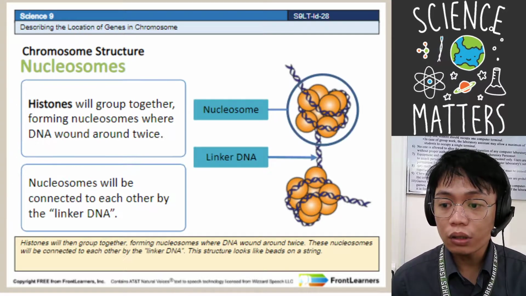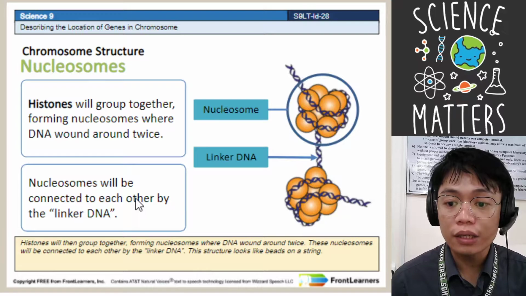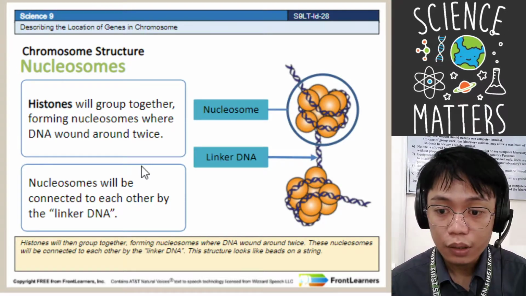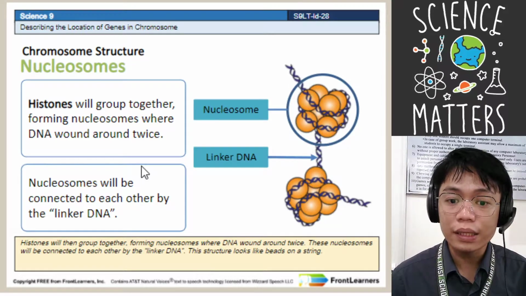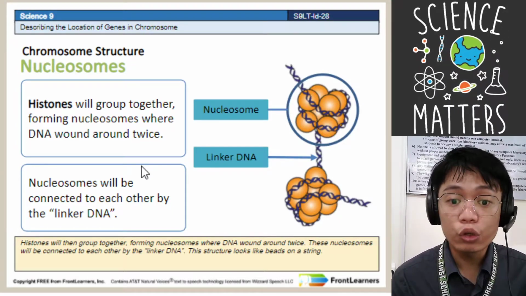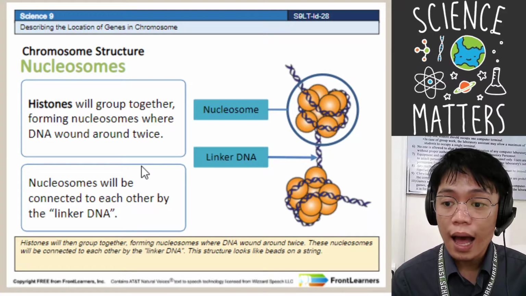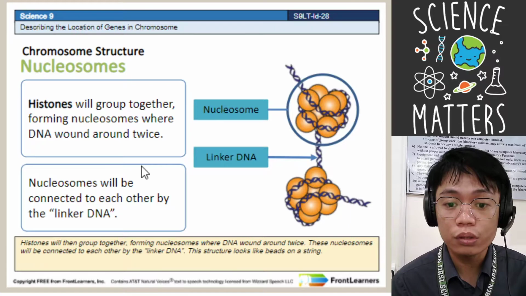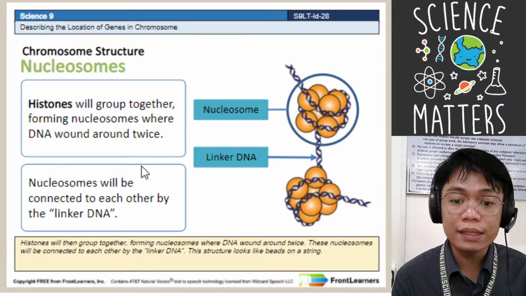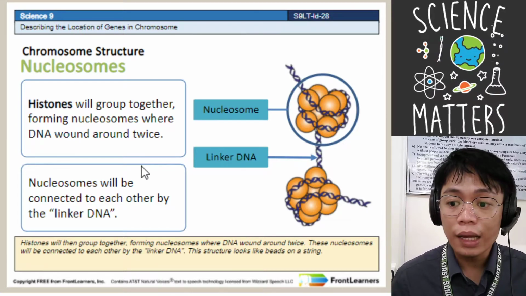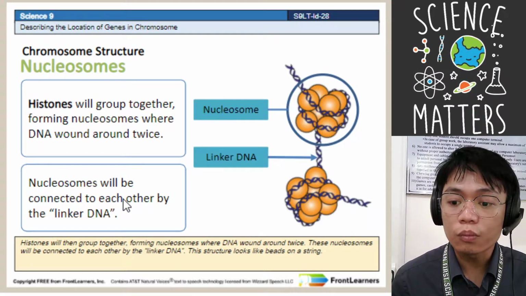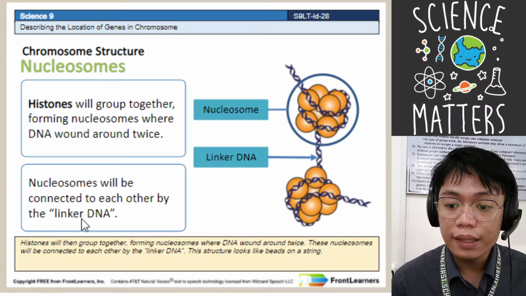Okay? So, to continue, histones will group together forming a nucleosome, where DNA is wound around twice. So basically, kapag yung DNA ay naibalot na doon sa mismong histone, yung protein na mismong iyon, ang magiging tawag na doon ay nucleosome. Okay? So, para at least yung nucleosome mabind sa other nucleosome, kailangan ng tinatawag na linker DNA. So, nucleosomes will be connected to each other by the linker DNA.